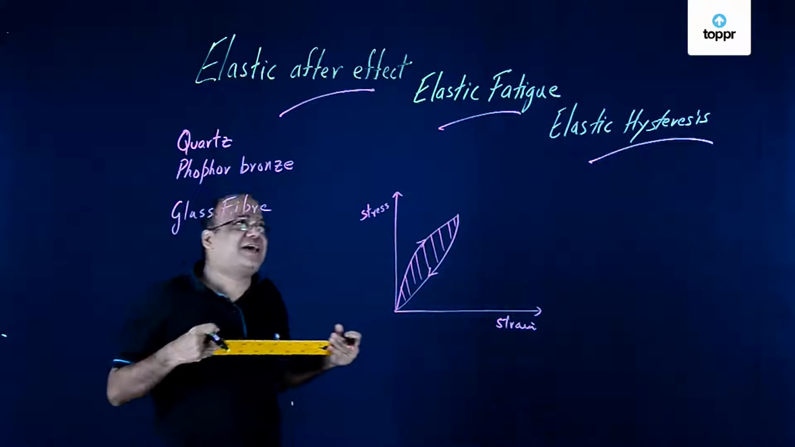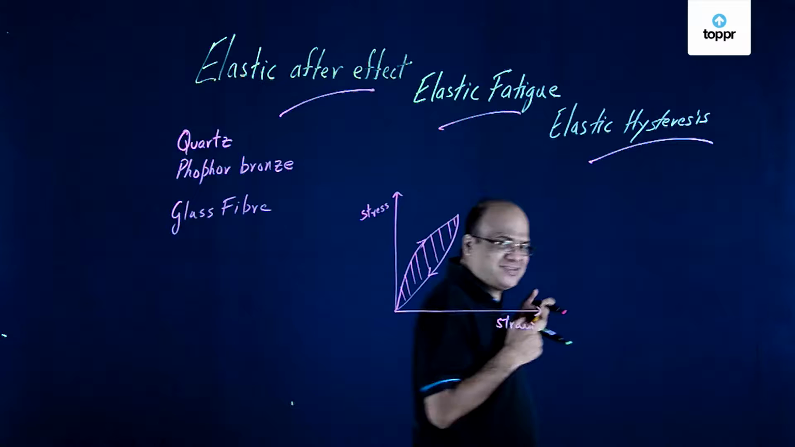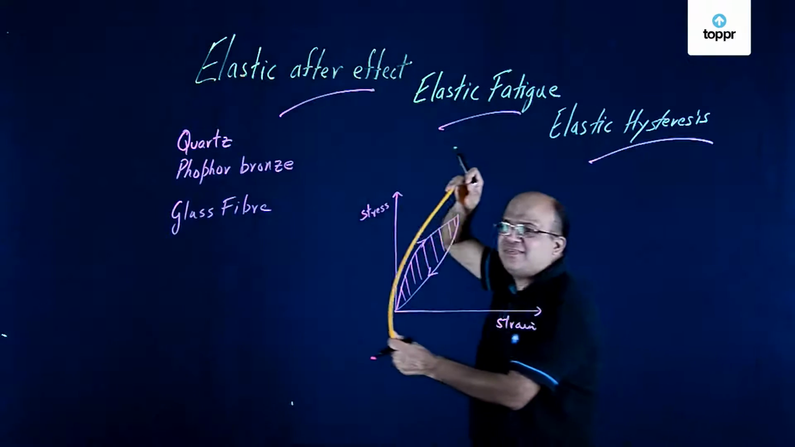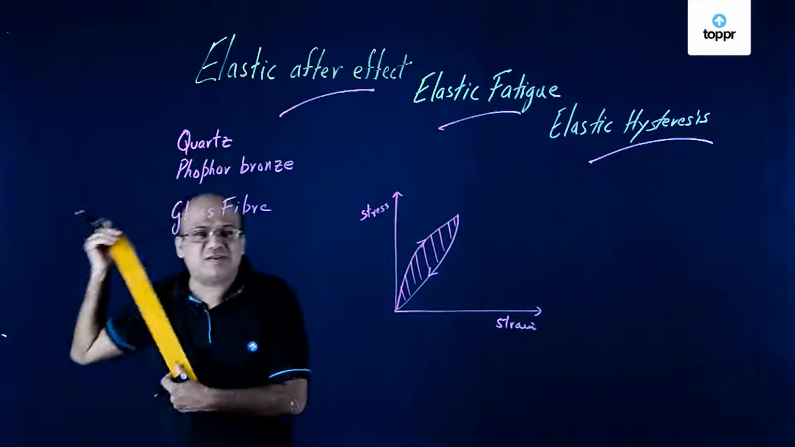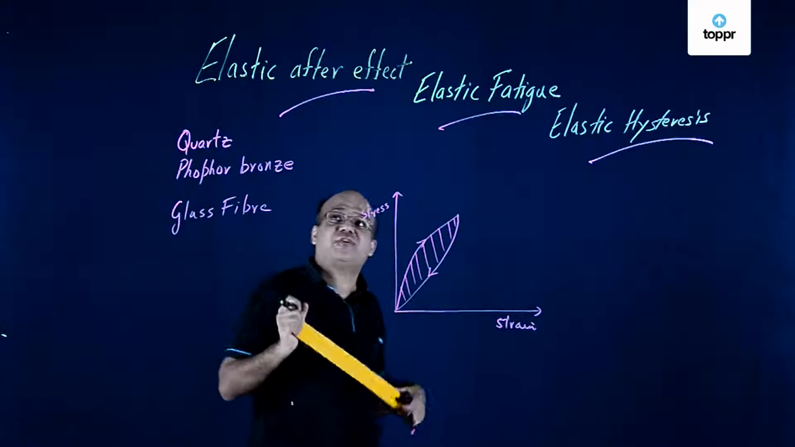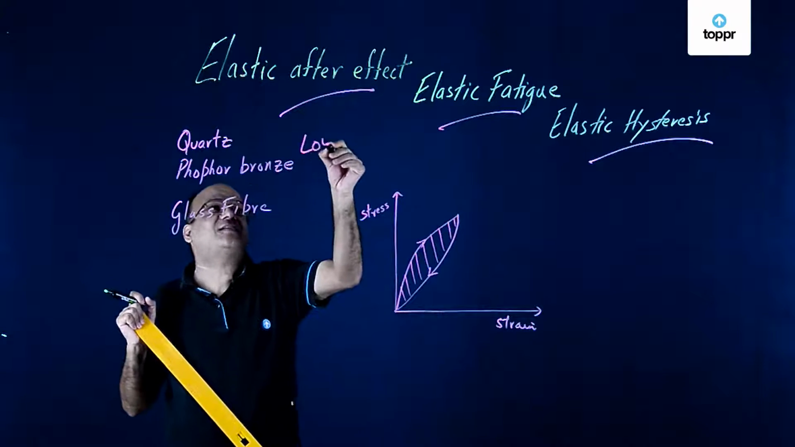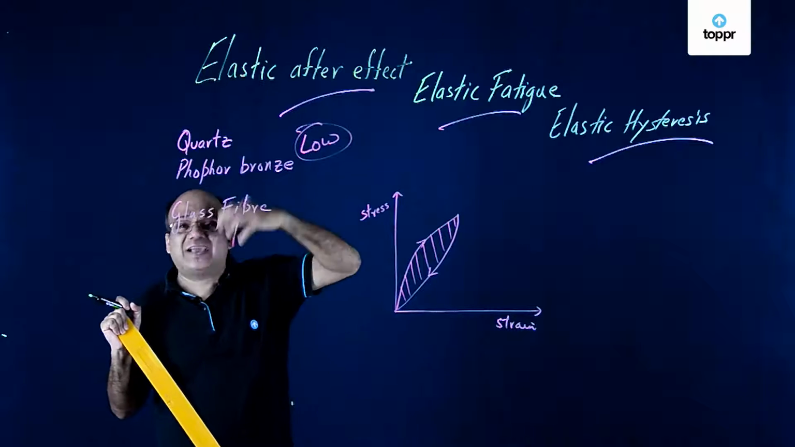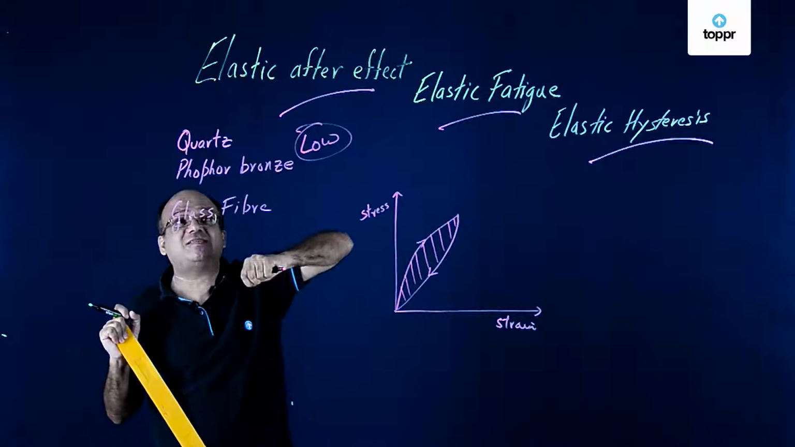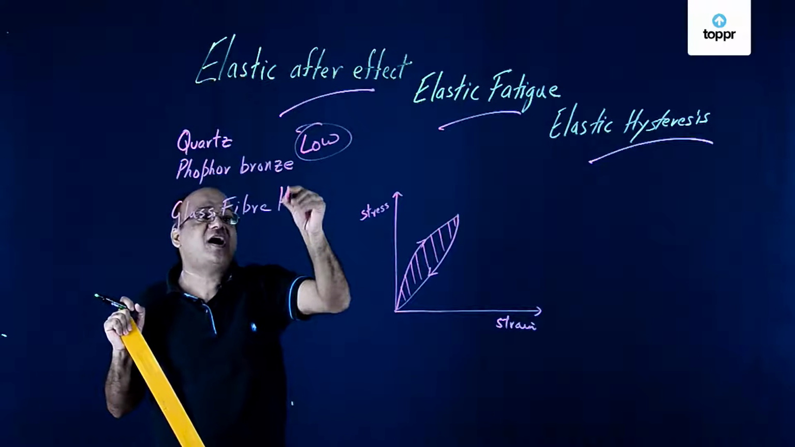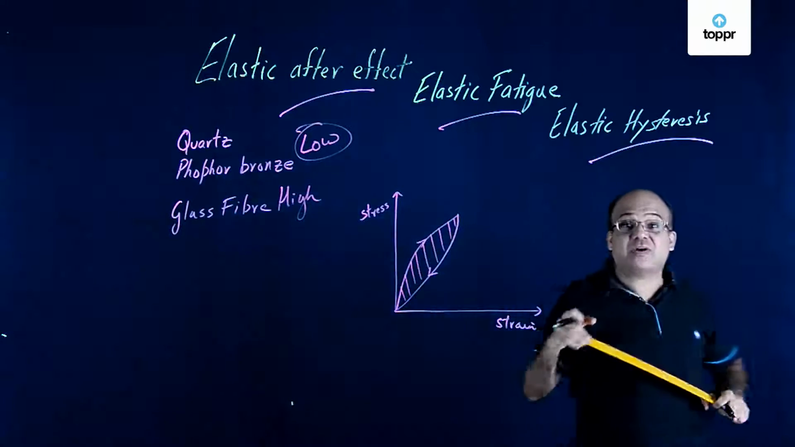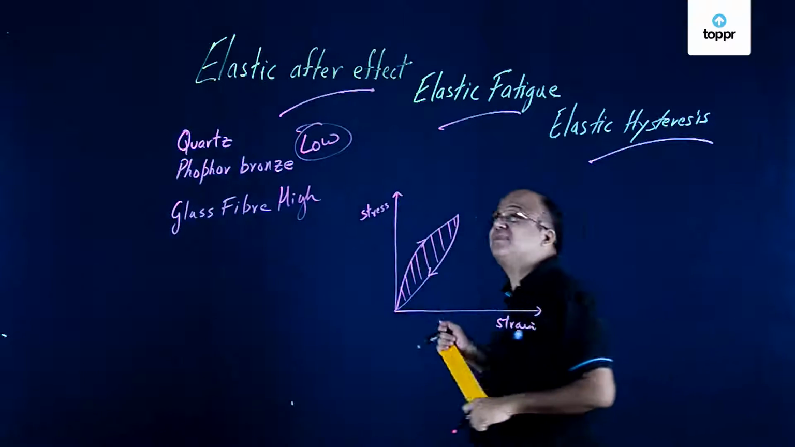So we've learned about elastic after effect, elastic fatigue and elastic hysteresis. Elastic after effect means the time delay in regaining the original size and shape after the removal of the deforming force. Quartz fiber and phosphor bronze have low elastic after effect. They come back to the original size and shape quickly. They are used in galvanometers. Glass fiber has got a very high elastic after effect. After deformation, it takes a lot of time to come back to its original size and shape.